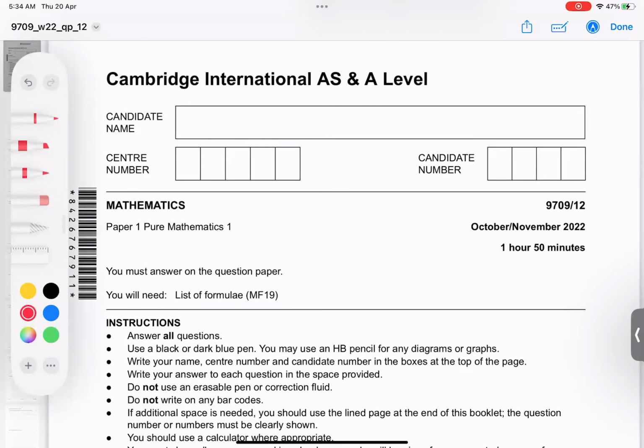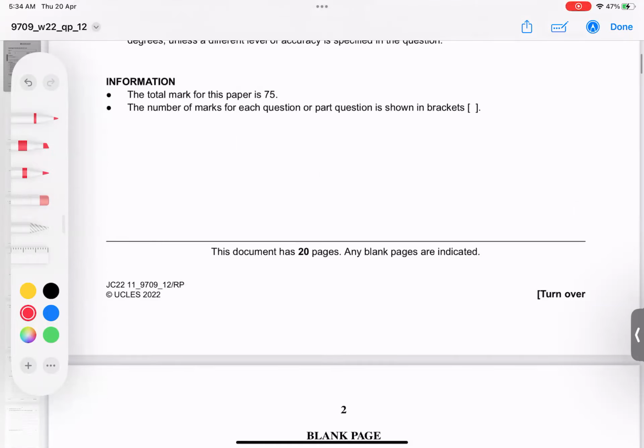Bismillahirrahmanirrahim. This is a paper. We have the October 2022 12 variant, paper 1. So let's start.